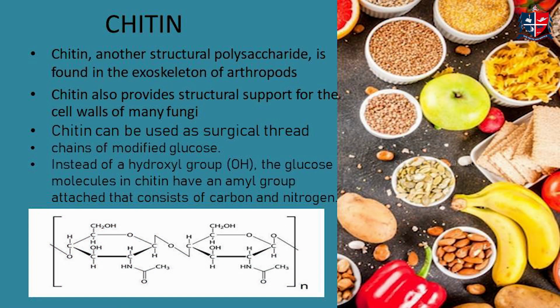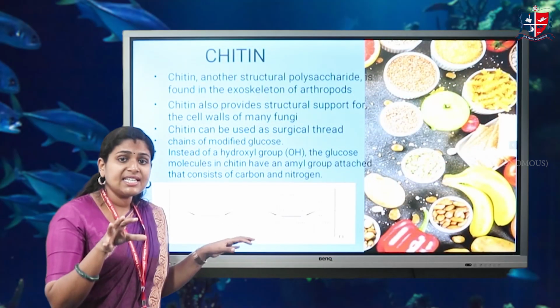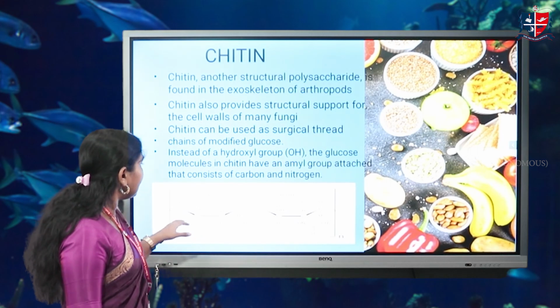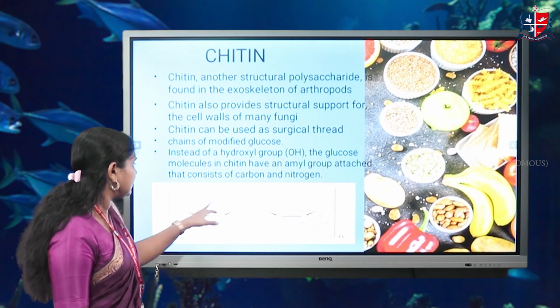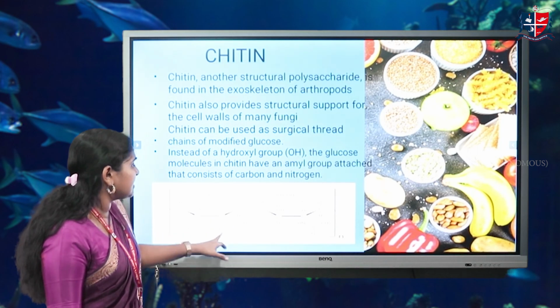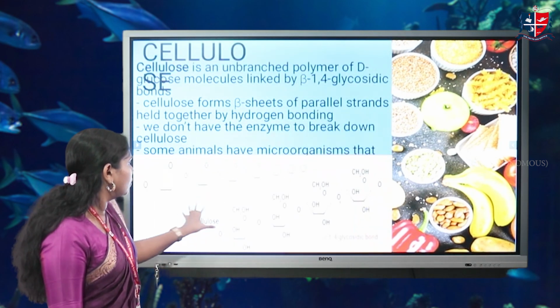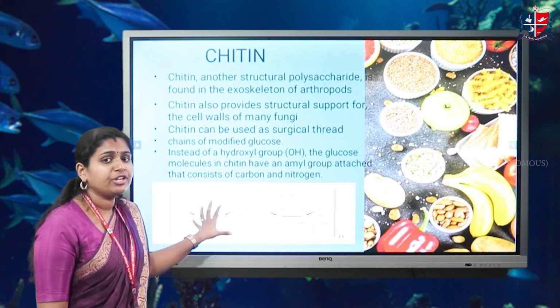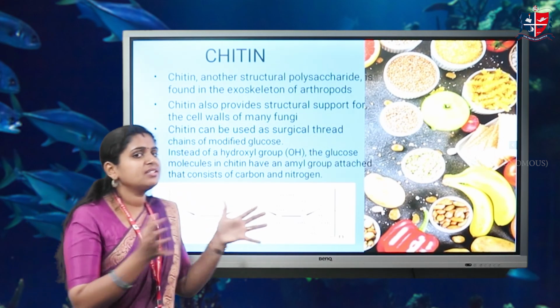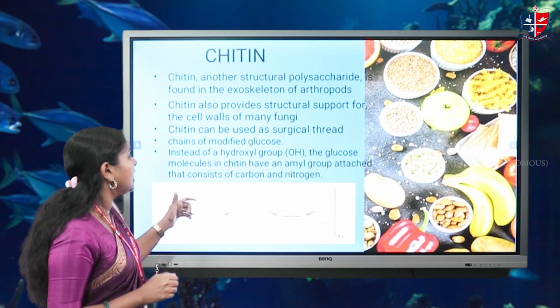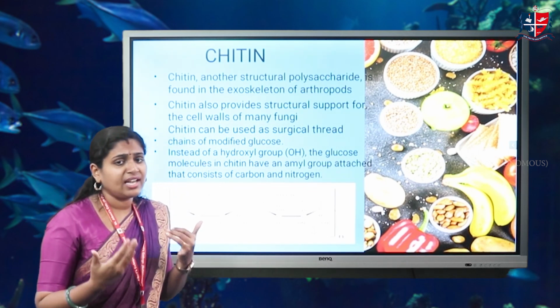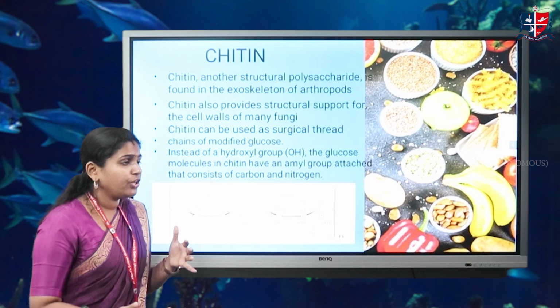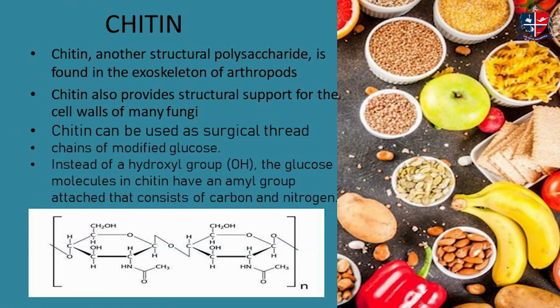Now coming to chitin. Chitin is another structural component, mainly found in crustaceans, cockroaches, etc. The sugar unit in chitin is a modified sugar, N-acetyl glucosamine. Here we can see the modification occurs at the second position of the glucose molecule. These modified sugars combine together to form chitin. Chitin has several applications, such as use in surgical threads, as it is biodegradable. It is widely used. This is all about chitin.